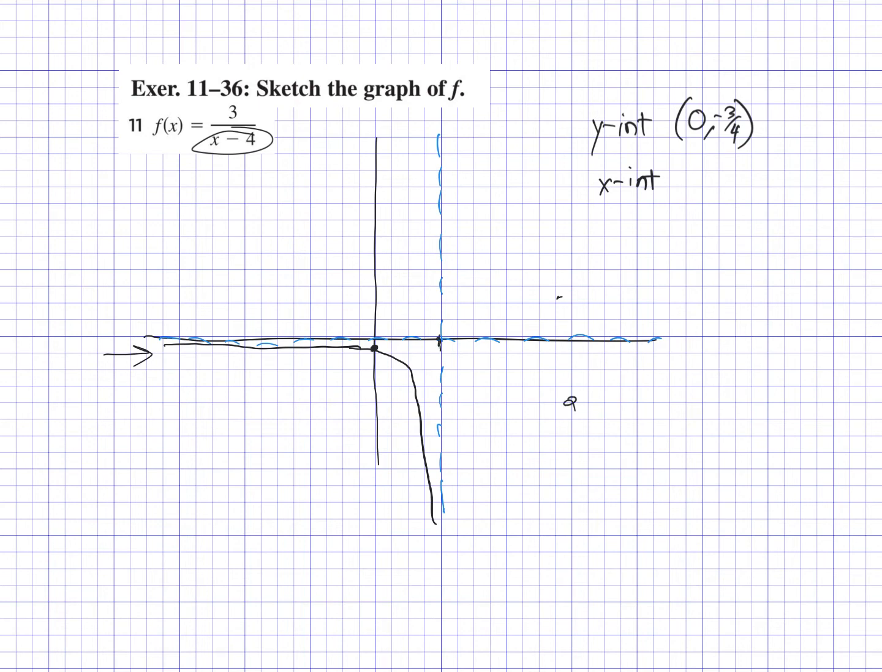So this is at 4. Let's do 5. When x is 5, 5 minus 4 is 1. I get positive 3. So that tells me that we are above the asymptote there. All right, so that's the graph. As we do this, pick up on the little tips to make this work right fast.